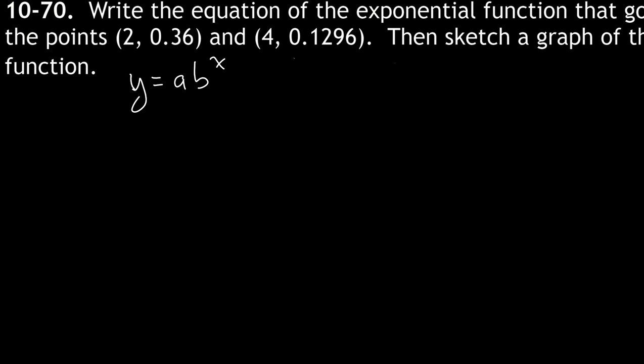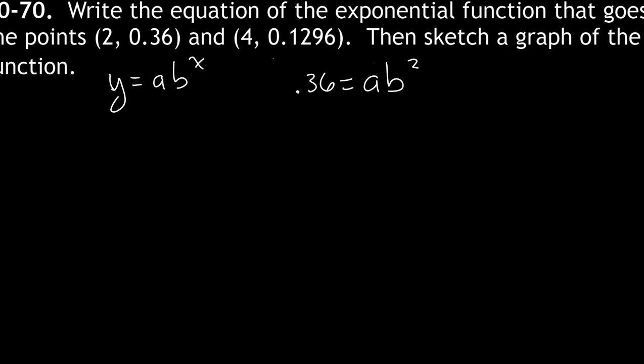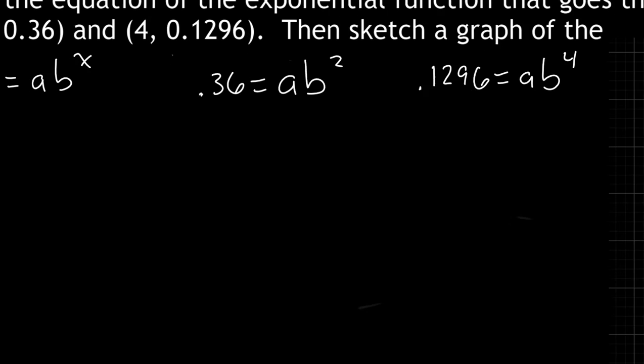So the first equation is going to be y, which is 0.36, equals a times b raised to the second power. You can see I'm using the variables I have from these two points to help figure out what my parameters are. X and y are the variables, a and b are parameters that will describe this particular exponential curve. So the other one we have is that 0.1296 is equal to a times b raised to the 4th power. So we need to figure out what both a and b are.